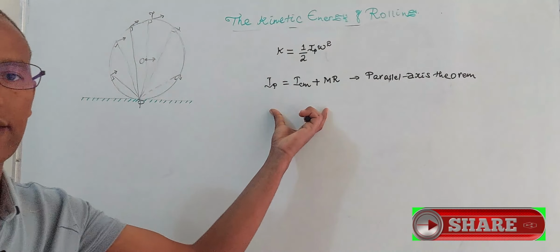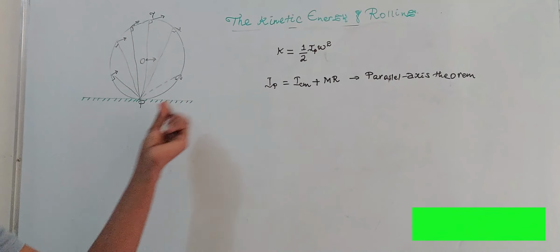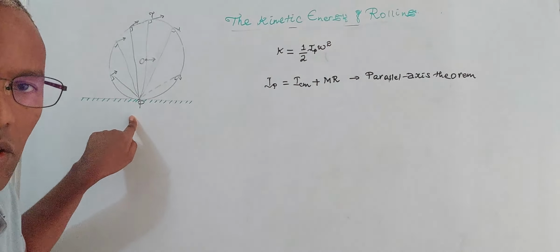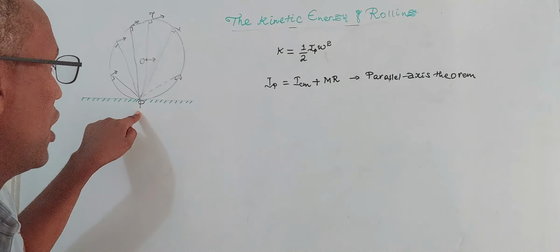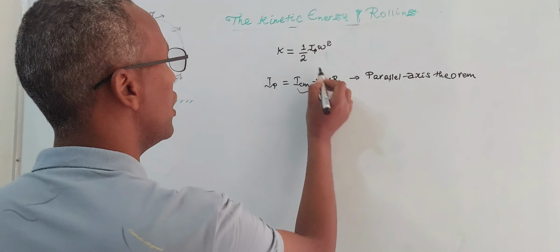That is what we call it: the parallel axis theorem. We are using P because our pivot point is P. So now we can plug this equation over here.